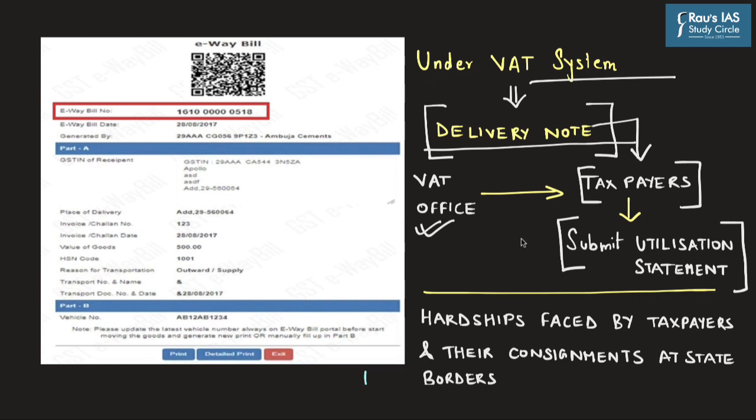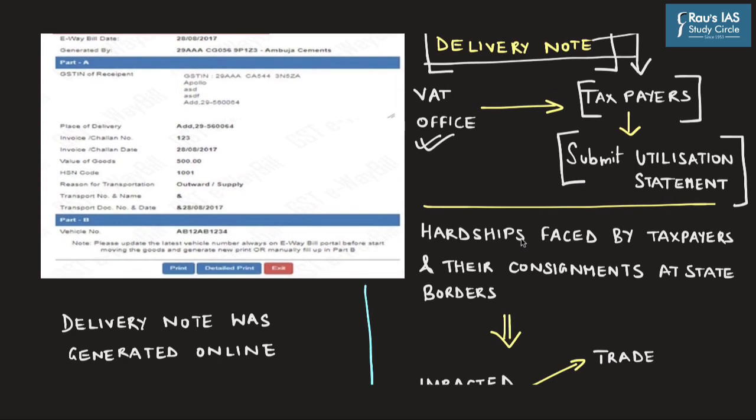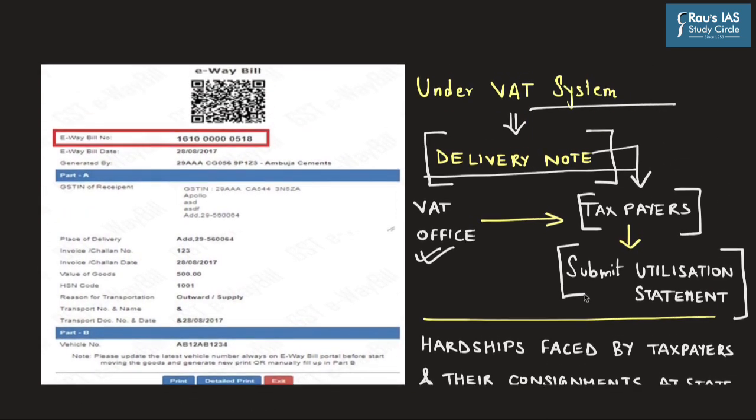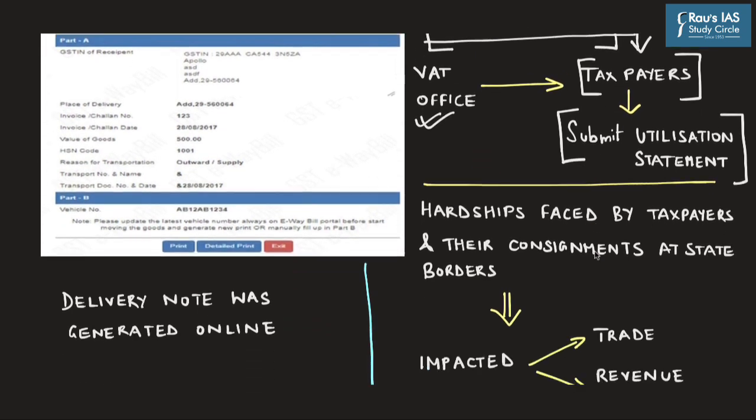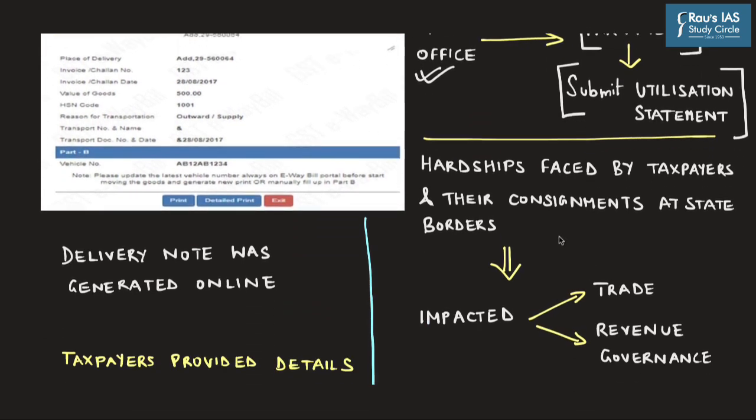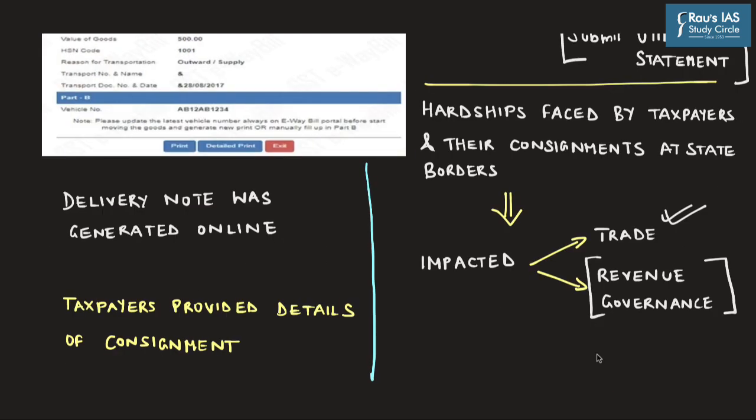And because of all these aspects, many hardships were faced by these taxpayers, and also because of the fact that at times these delivery notes were delayed, their consignments at state borders were delayed. And this overall impacted trade and also revenue generation for the governance. So overall we can say that this impacted trade and also revenue governance.